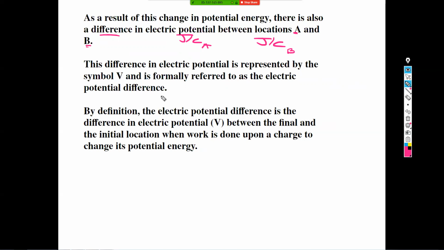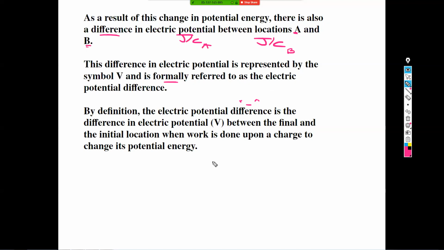So if you went from A to B, what's the difference in potential? Not potential energy, but potential. The difference in electric potential is represented by a symbol, capital V. Now, this isn't quite yet what we talked about with voltage, and we'll get to that later on, but it's related. Formally, by definition, think of subtraction. It is simply the difference in electric potential between its final and its initial location.